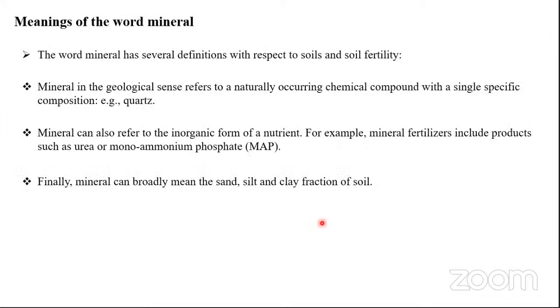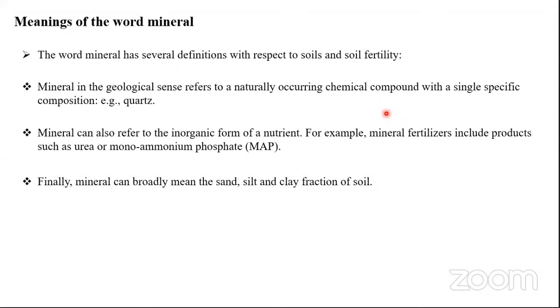of mineral. Students, in many literatures, or especially in soil science, for pedologists or for geologists, the mineral is something different. For agriculture, something else. So naturally the word mineral has several meanings. Very first, students, mineral in the geological sense. If you ask any geological person, he says it is a chemical compound with a single specific composition, that is called a quartz. For geologists, the mineral has a single specific composition. At the same time, mineral can be referred to also as an inorganic form of nutrients.